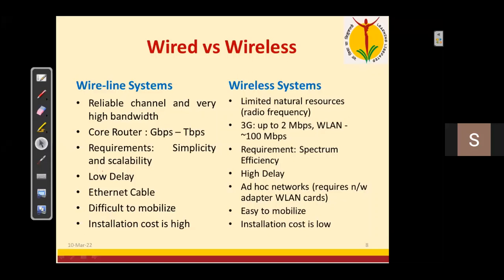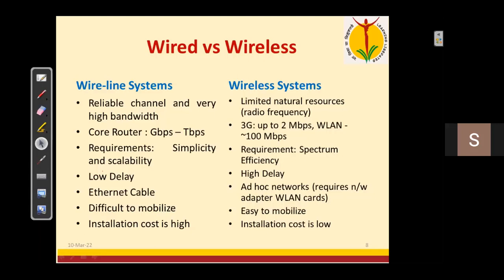So Idea, Airtel, Vodafone, they need to get the spectrum from this ITU, so they have to pay for that. Definitely, whatever spectrum is allocated to them, it is a big challenge for those vendors to use that spectrum efficiently. And in the third generation, whatever data rate is there, it is up to Mbps. In the wireless LAN, it goes up to 100 Mbps.